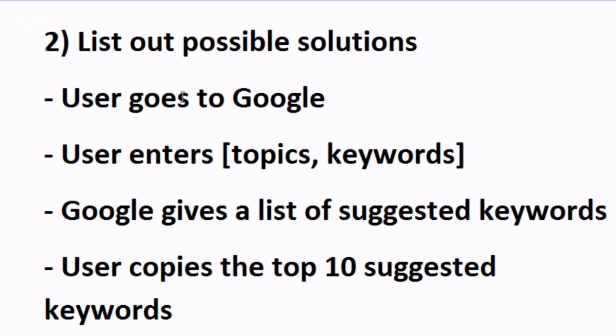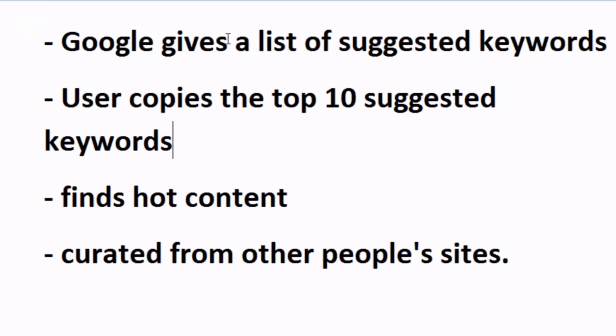So what I'm doing right now is I'm trying to break it down to what the user does. Don't worry about what the plugin does yet. We're going to do all that in just a minute. So user goes to Google, they type in the keyword, then Google gives a list of keywords. So you're telling us what the machine does and the user does.